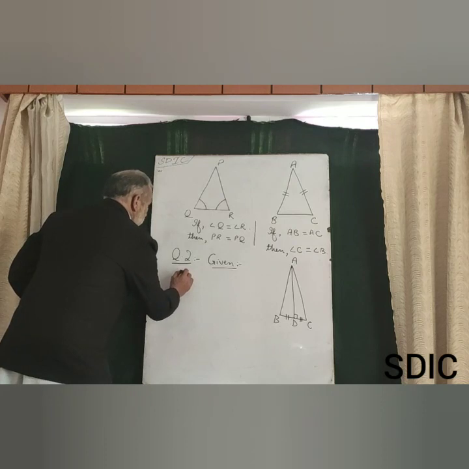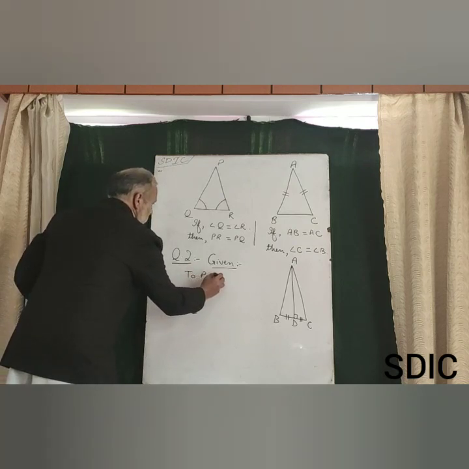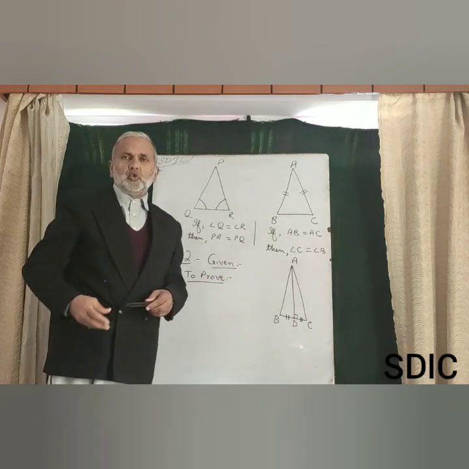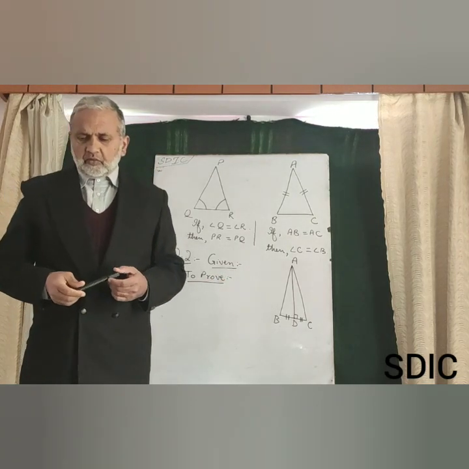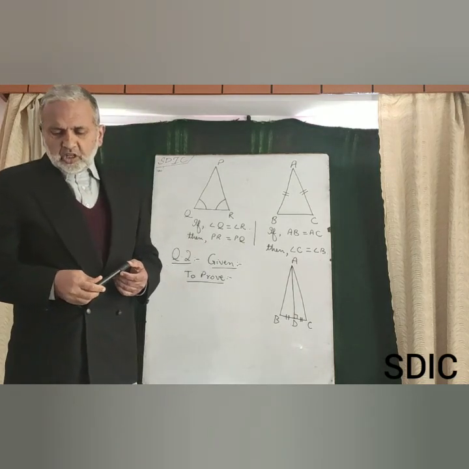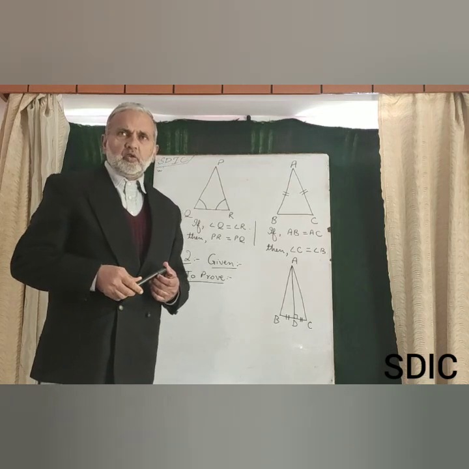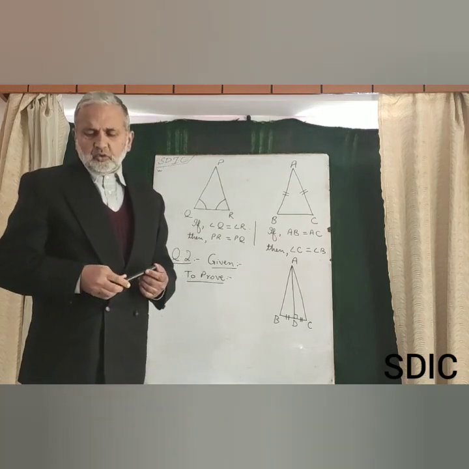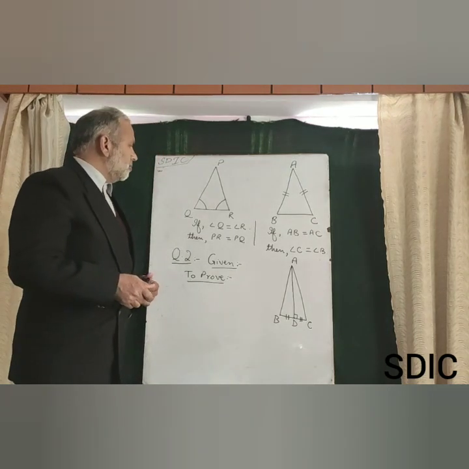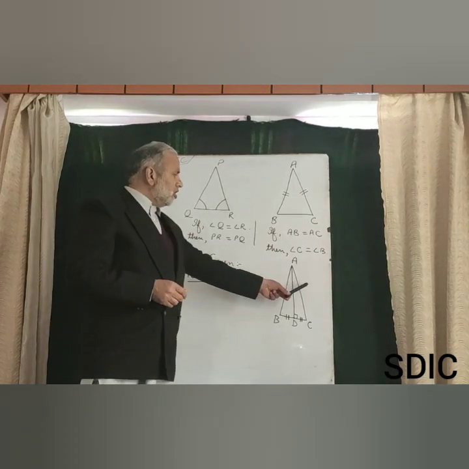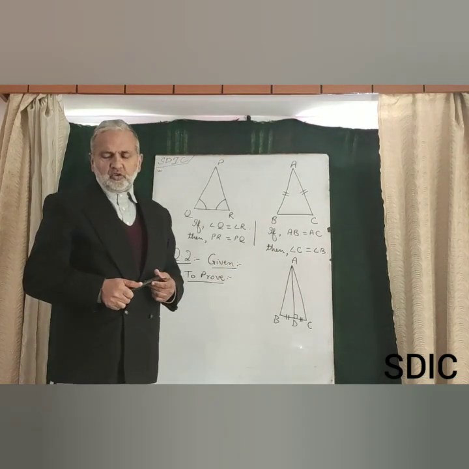It will be followed by to prove here, because you have to show something, some results to be proved. The result to be proved here is triangle ABC is an isosceles triangle. You have to show two sides of this triangle are equal. The side AB is equal to the side AC. You have to prove this.